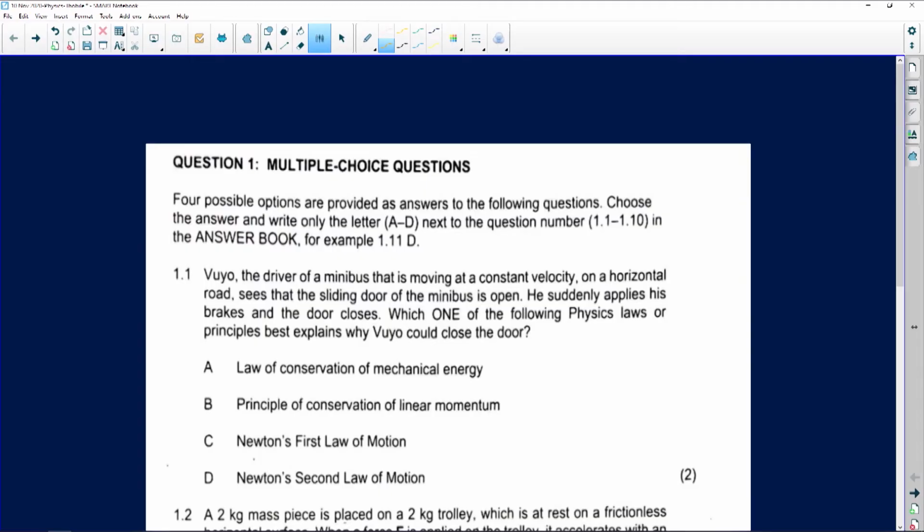So it's multiple choice questions. Four possible options are provided as answers to the following questions. We must choose the answer and write only the letter. Now, this is very crucial.